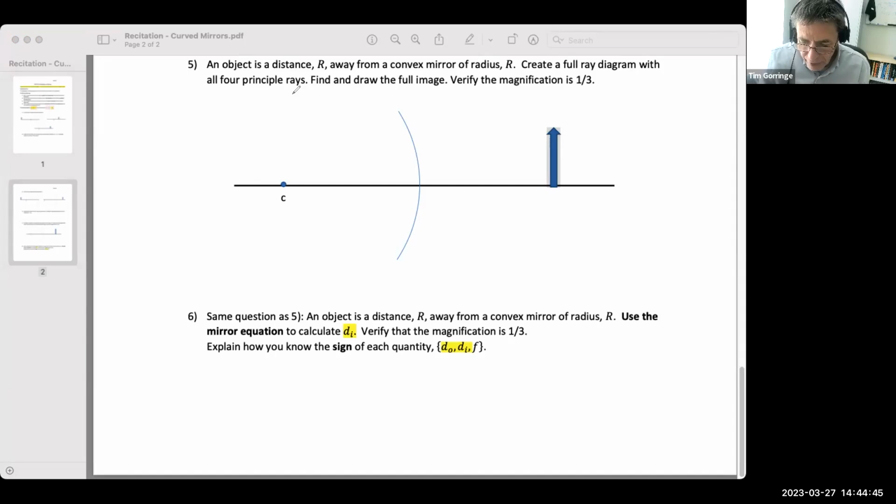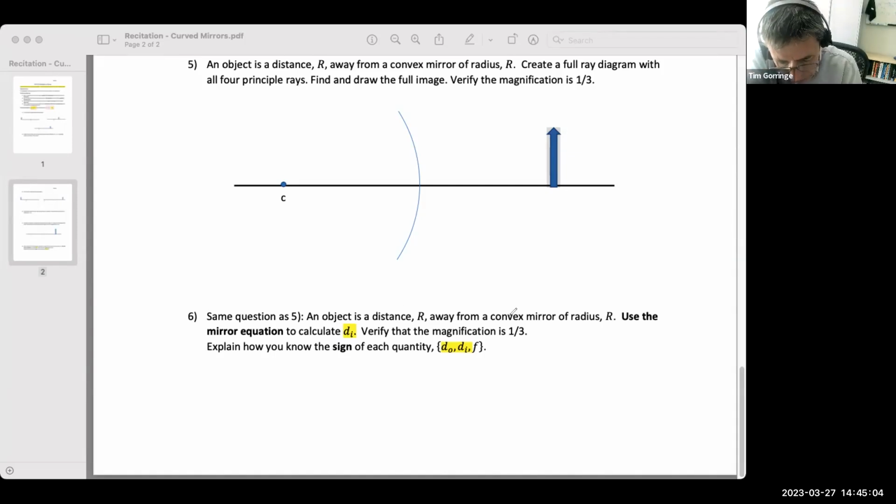Finally, we're going to calculate the location of the image for that same object in that same mirror. But this time we're going to work with the mirror equation and the magnification equation rather than ray tracing.